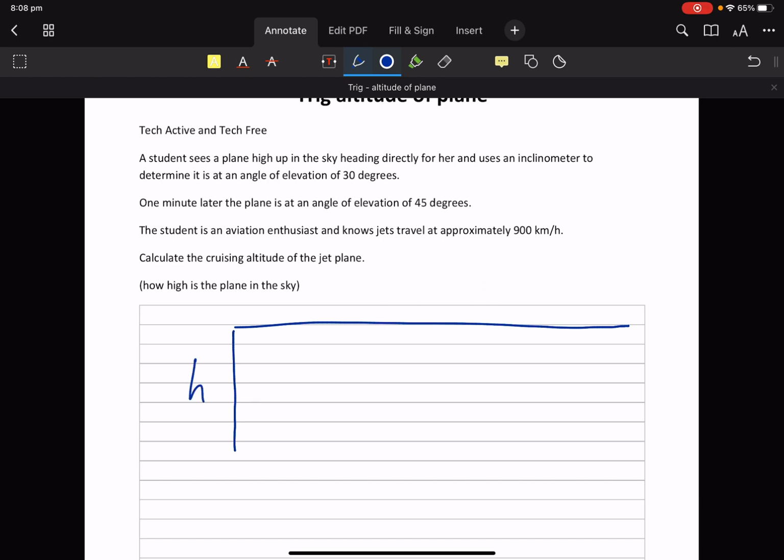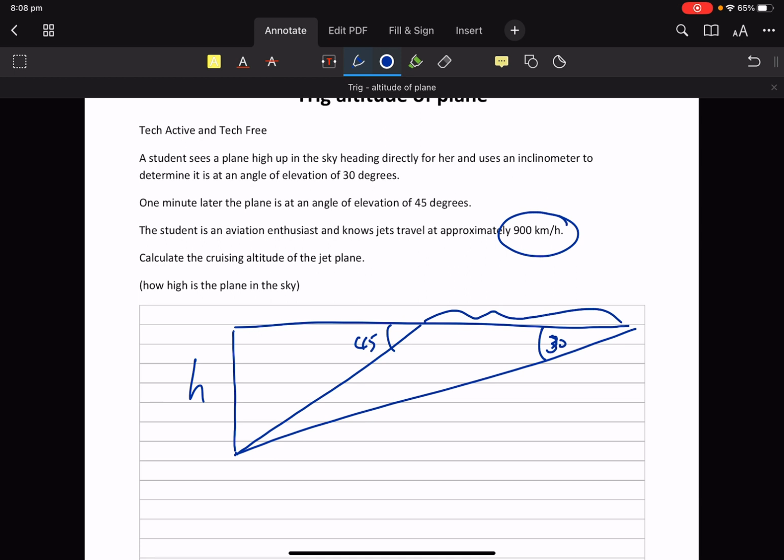So that will be the altitude, and it initially comes in at an angle of elevation of 30 degrees. So that means that's 30. And then 1 minute later, it's at 45 degrees, and that's 1 minute. If it's 900 kilometers per hour, divide it by 60, and I'm pretty sure we get 15 kilometers. So we want to just convert that speed to a distance.